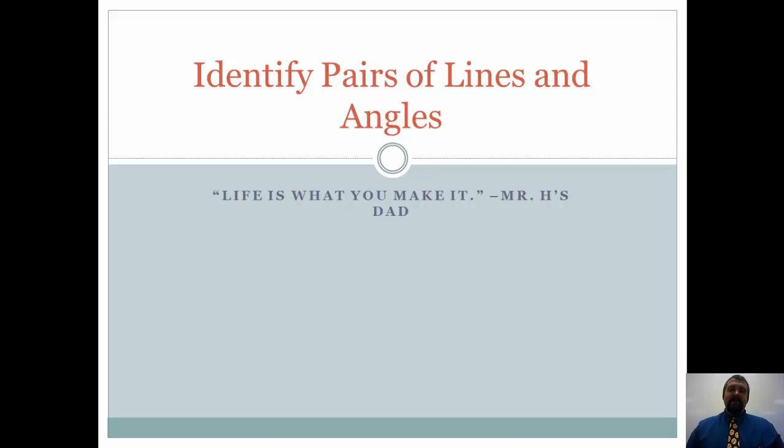Good morning, class. Today we'll be talking about identifying pairs of lines and angles. What we will be doing here is looking at how lines can interact with each other: intersecting, parallel, skew, all these different types of words, and then also what happens when we have angles formed by the intersection of lines in a plane.